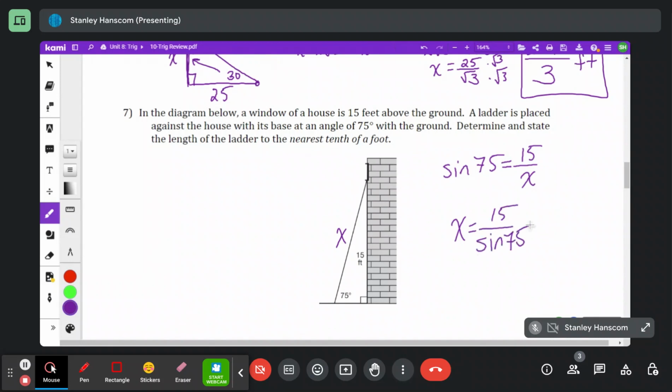And so if we approximate that, it is about 15.5291, or to the nearest tenth, 15.5 feet.